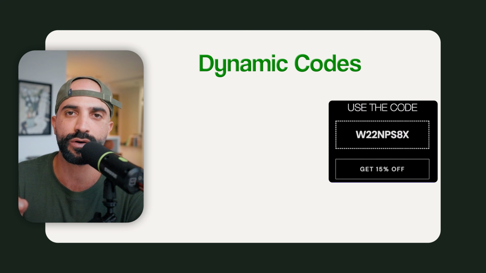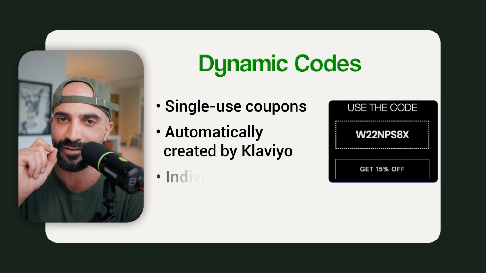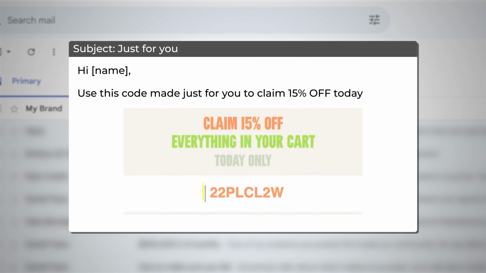Dynamic coupon codes, however, are single use, automatically created from Klaviyo, and individual and unique to every single subscriber. So when somebody signs up to your list or abandons their cart or abandons their browse, they don't get the same code that everybody else gets. They get a unique code, and that's exactly where the magic starts, if you will, inside of your customer journey. People really appreciate the fact that you're sending them something very personalized, and they feel like you customized something inside of the customer journey just for them.